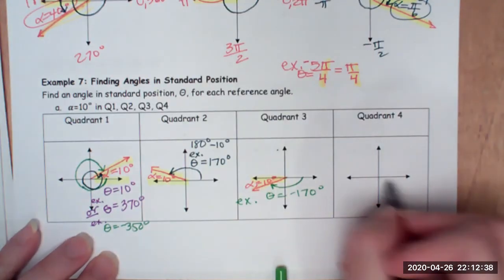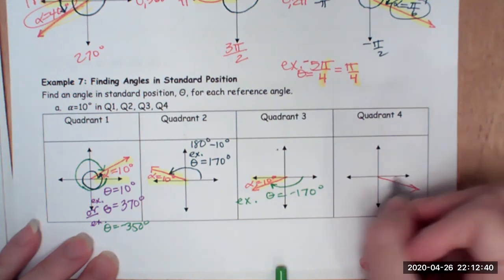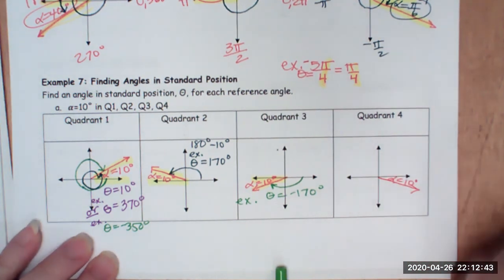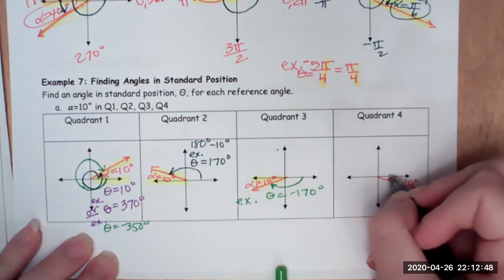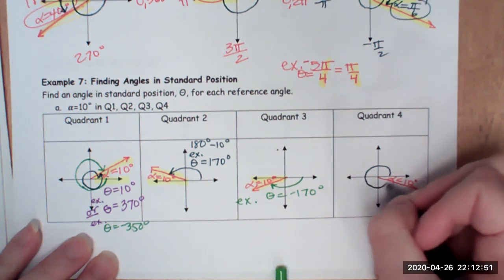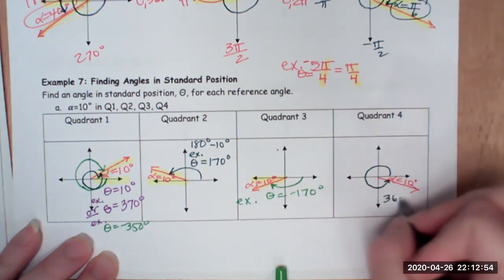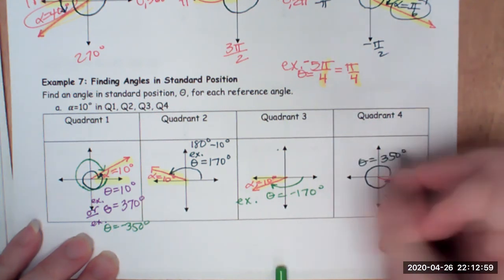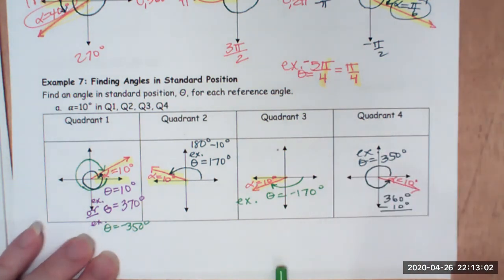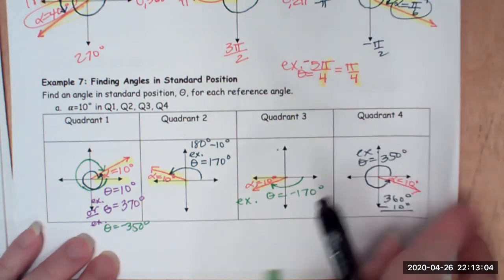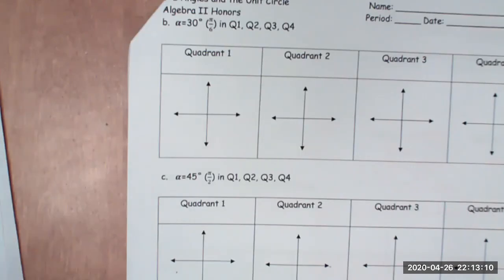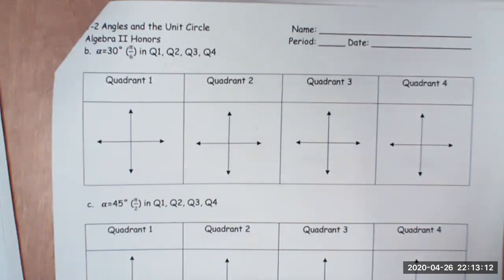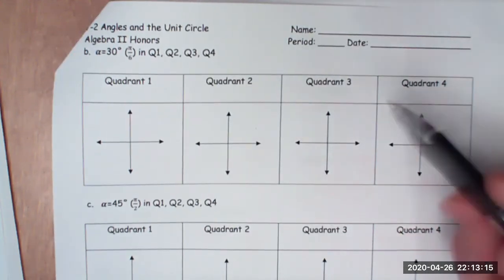And here, alpha equals 10 degrees. I could travel around, and I could say 360 minus 10, and theta then would equal 350 degrees. And again, just an example, okay? So if you'd like, you could go ahead and practice, do these on your own. Pause this and do these on your own, but I'm going to continue here.